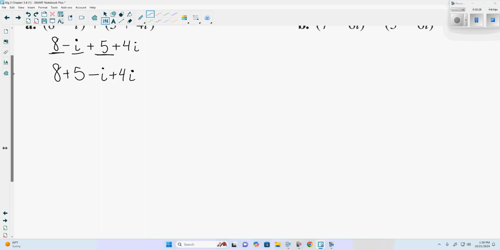Now I did this mainly so that we can see which numbers are the real parts and which correspond to each other in our imaginary parts. Now the first thing we need to do is 8 plus 5. What is 8 plus 5? 13. Negative i plus 4i. 4i minus i, and it would be positive, so we would have plus 3i. Now, since 13 and 3i are not like terms, that's our final answer.